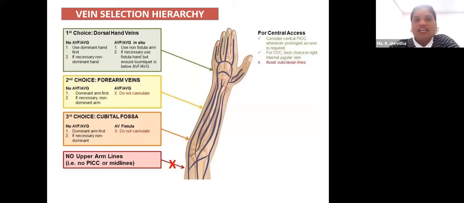And if the patient is having any fistulas, please do not use that hand. Especially for forearm veins, you should not use them. Otherwise, metacarpal will be helpful.